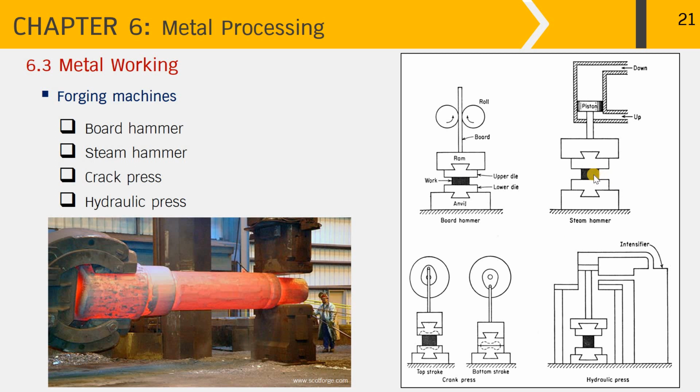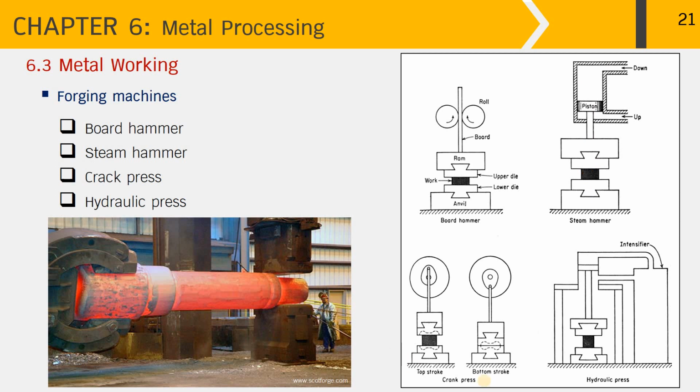As you can see, the metal piece is again pressed between the upper and the lower die on the anvil. The upper die is attached with a piston that can move up and down according to the steam. And once it's going down, it's going to press in the vertical direction to the metal piece.